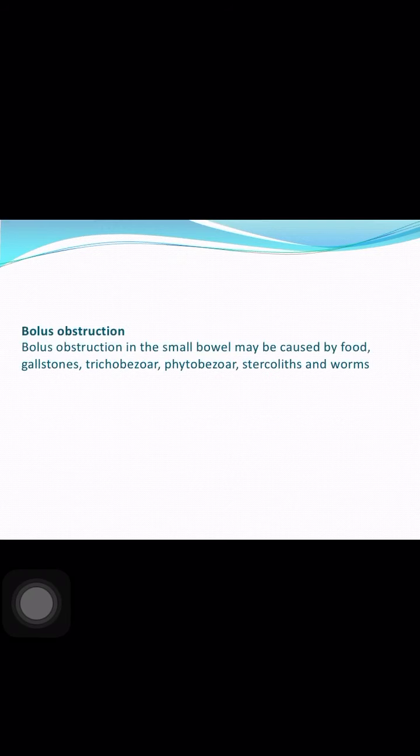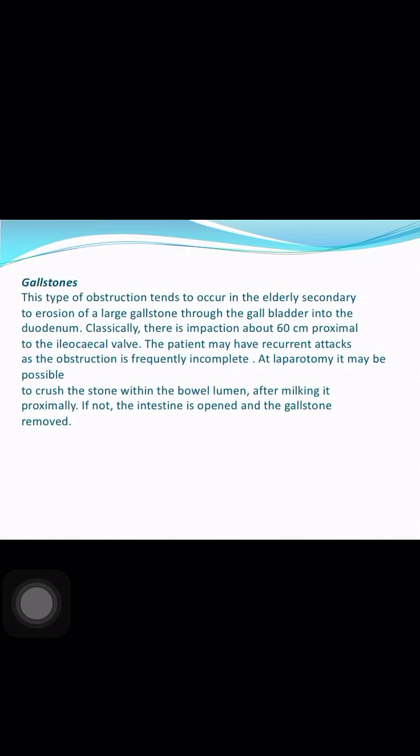Bolus obstruction. Bolus obstruction in the small bowel may be caused by food, gallstone, trichobezoar, phytobezoar, stercolith, and worms. نجي على كل وحدة من عتين. Gallstone. This type of obstruction tends to occur in the elderly secondary to erosion of a large gallstone through the gallbladder into the duodenum. وتروح تتحرك من الديودينام to obstruct the narrowest part of the bowel اللي هي عادة التيرمينال إليوم اللي هو 60 cm proximal to the ileocecal valve.